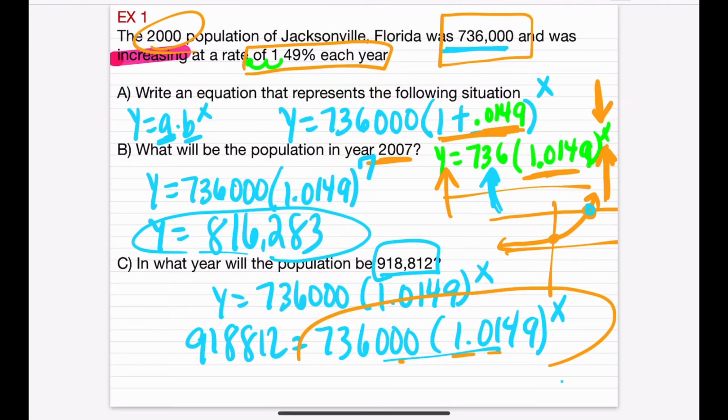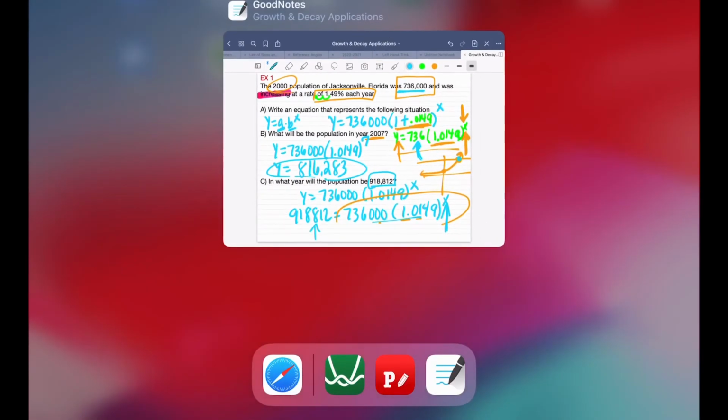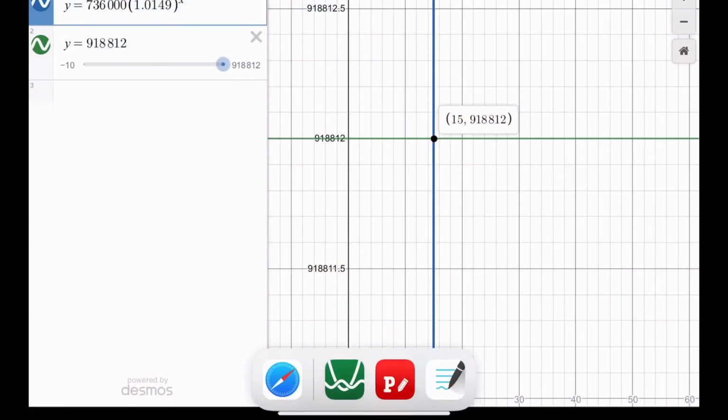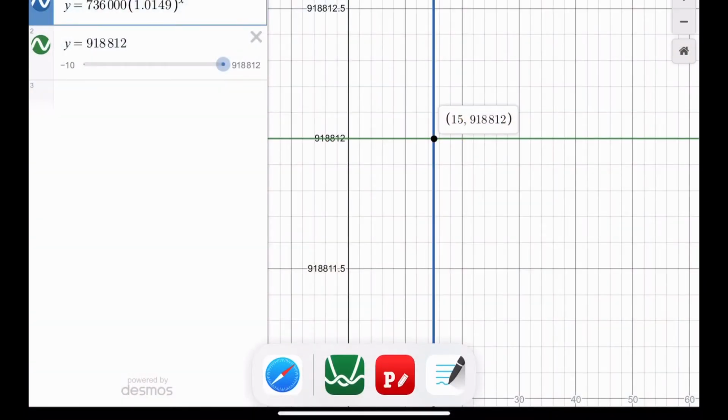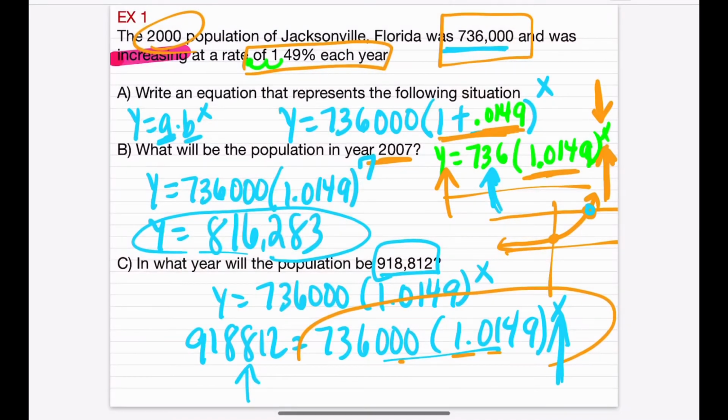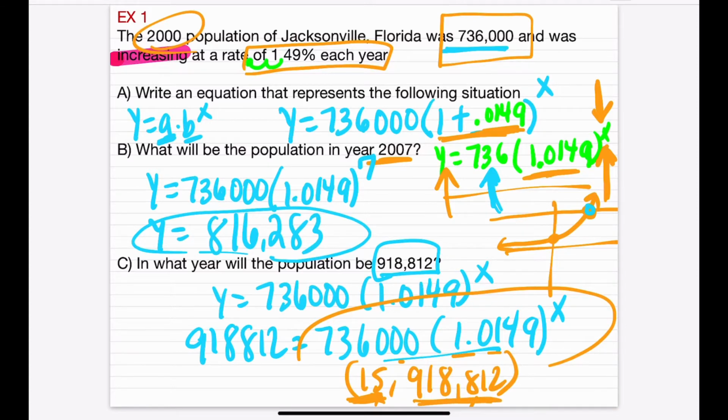From our problem, we said that x will always represent the time and the y is the total. So on the graph, the x value was 15 and the y value was 918,812. So let me write that down. Our point of intersection was (15, 918,812). So let's talk about what this means. So remember, this is the x value, here's the y value. So 15 years later, the population will be 918,812. Now, the answer is not 15 here, because remember, it's talking about the year.